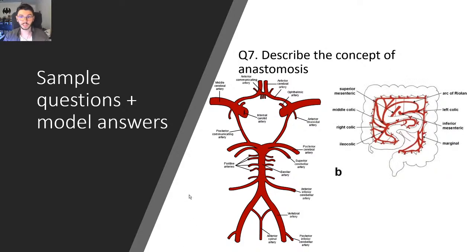Now there are two different types. You can have a functional anastomosis or an anatomical one. An anatomical anastomosis is, for example, the circle of Willis in the brain. It's when the arteries come together and communicate directly. If one artery is blocked, the blood will still flow through another part. So if you're blocked here, it will still be able to flow through here. This is called an anatomical one, where they all join together.